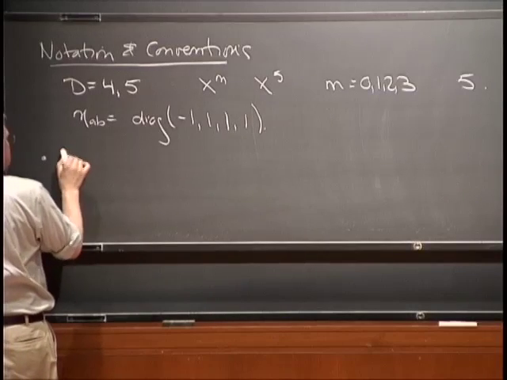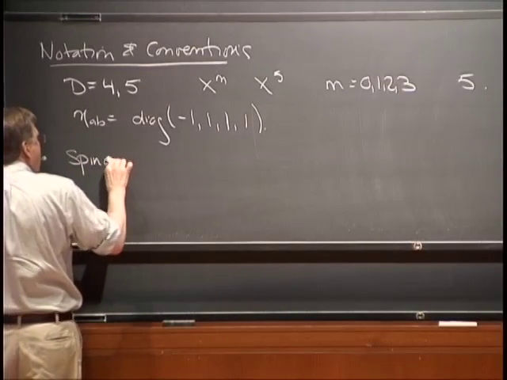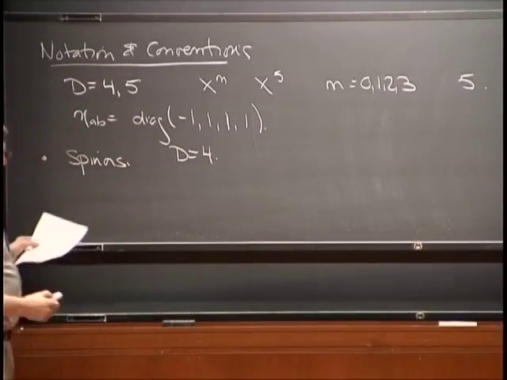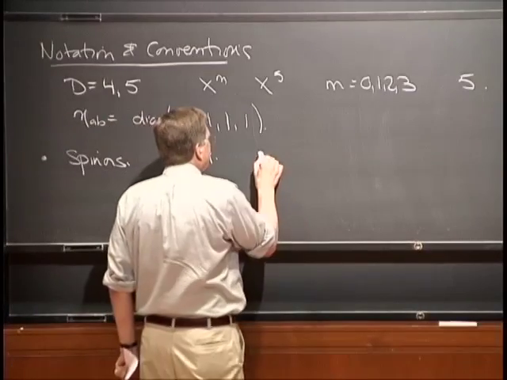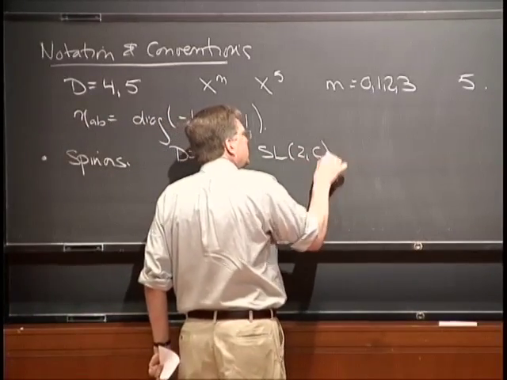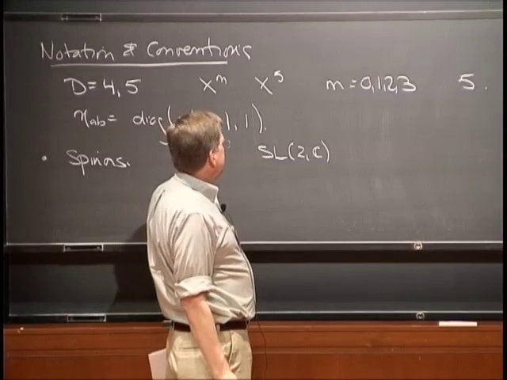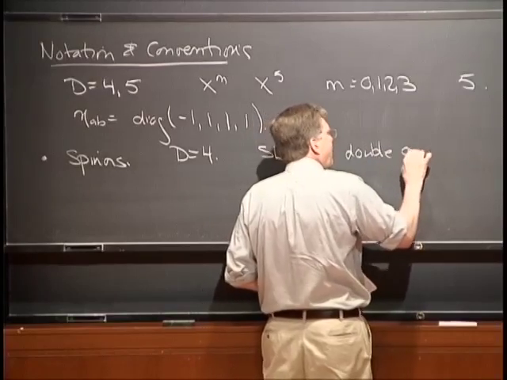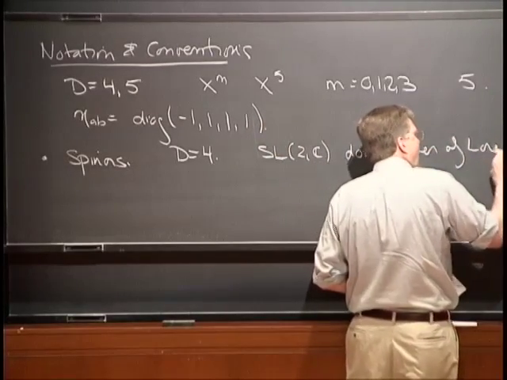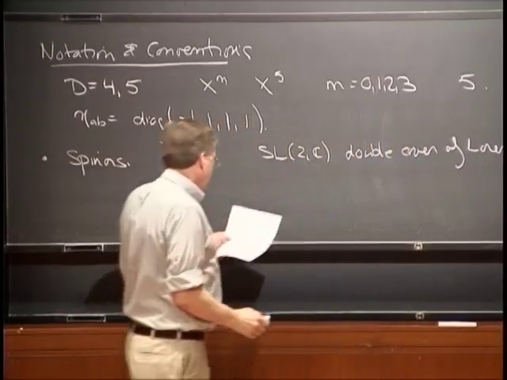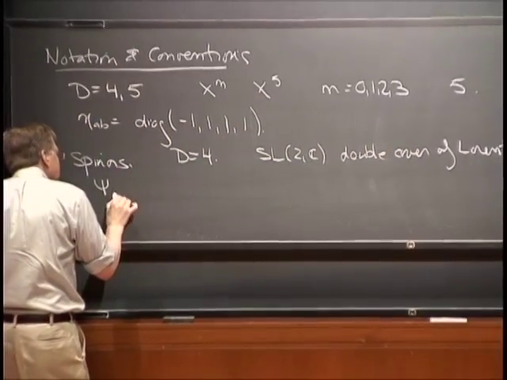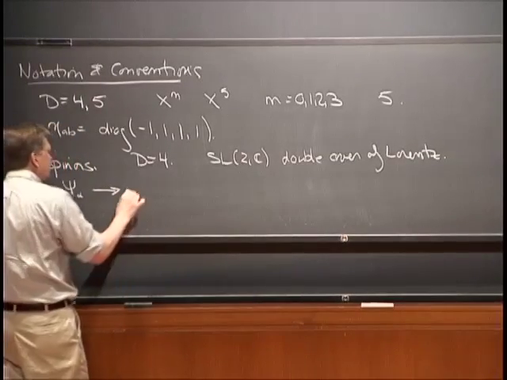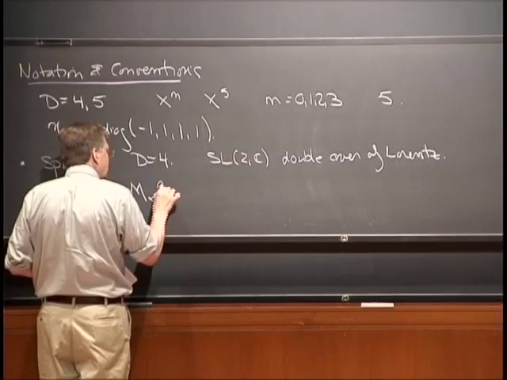The first piece of notation is going to be spinors. I'd like to talk about dimension 4 spinors, and then I'll talk about dimension 5. We're going to exploit the fact for these spinors that SL2C, the group of 2 by 2 complex matrices of determinant 1, is the double cover of the Lorentz group. That means what I call a spinor, which I'll have a little Greek index alpha, will rotate under an SL2C transformation by a matrix, where the matrix is an element of SL2C.